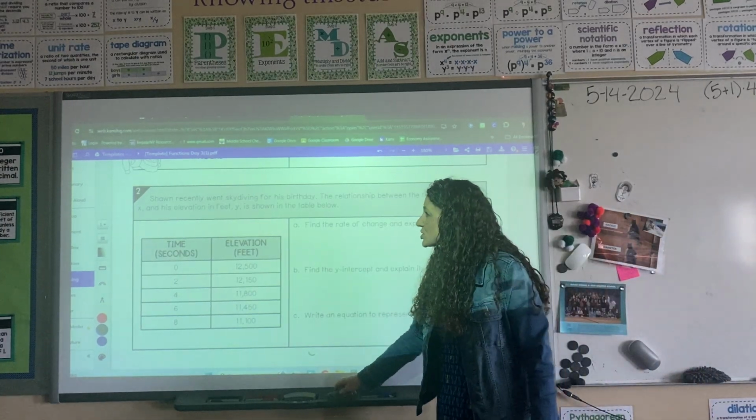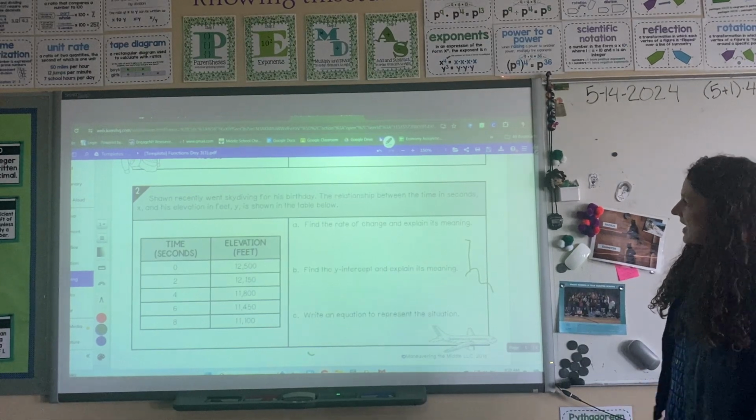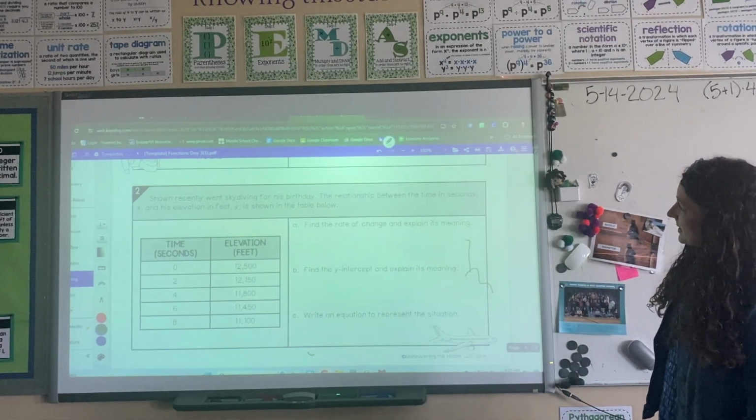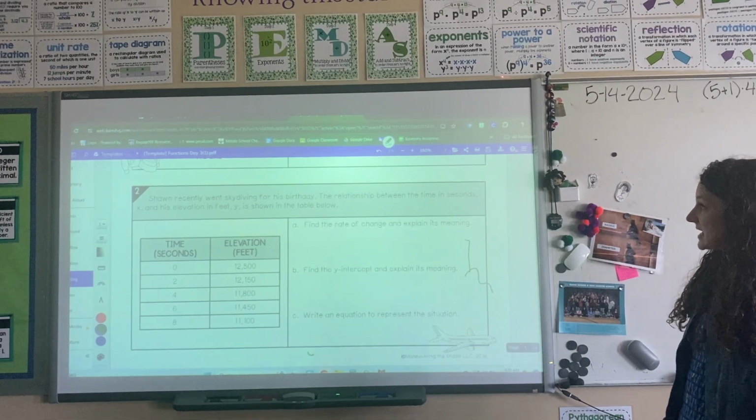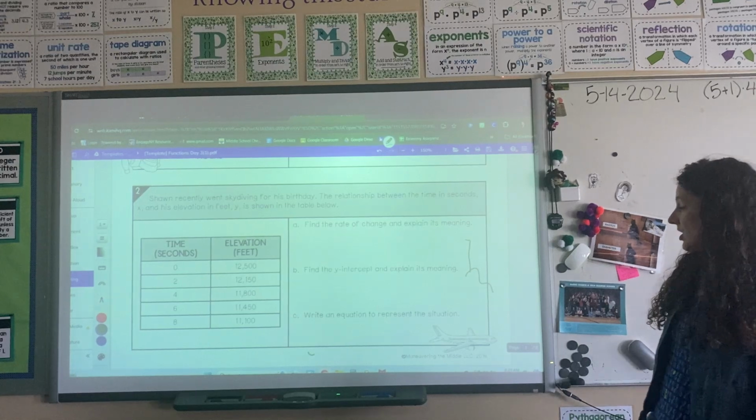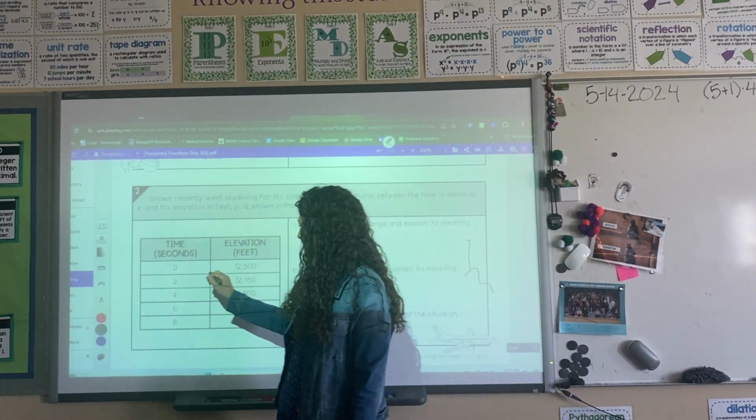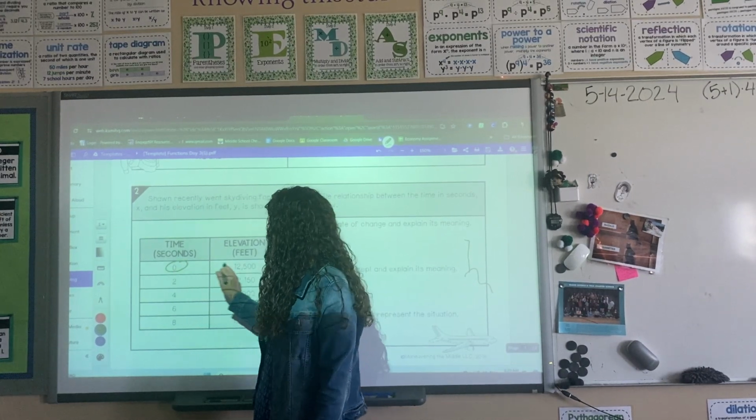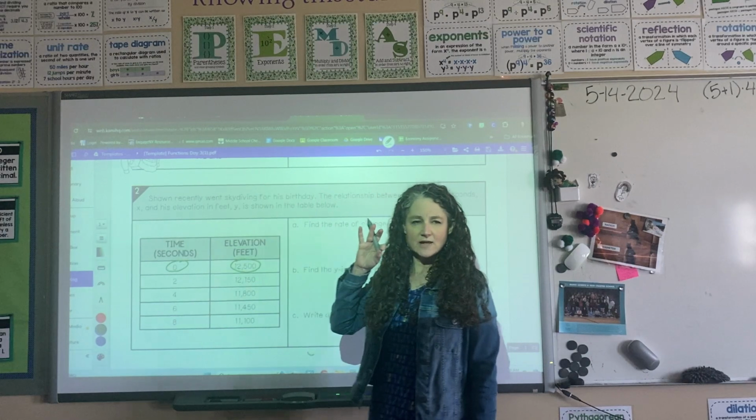All right. Sean recently went skydiving for his birthday. That is both awesome and scary. Okay, the relationship between the time in seconds, x, and his elevation in feet, y, is shown on the table below. Okay. So at 0 seconds, he was 12,500 feet. What does that mean in this situation?